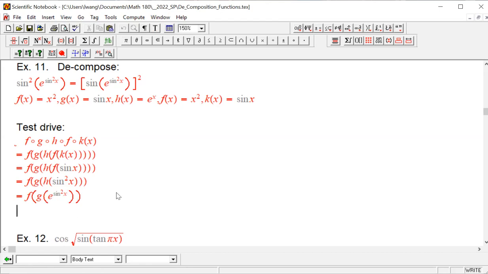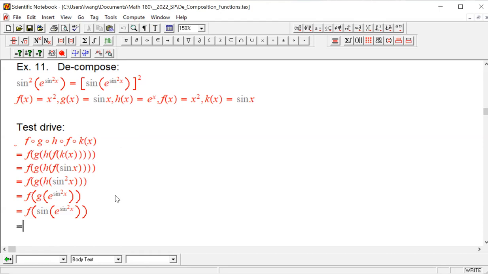Okay, then it's g, right? G of something. So now this is the input for g. What is the rule of g? G takes the input and applies the sine rule to that input. So inside here, we're going to take the sine rule applied to it. That's the rule of g.